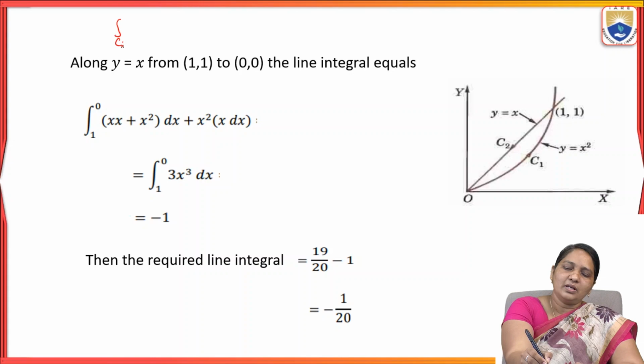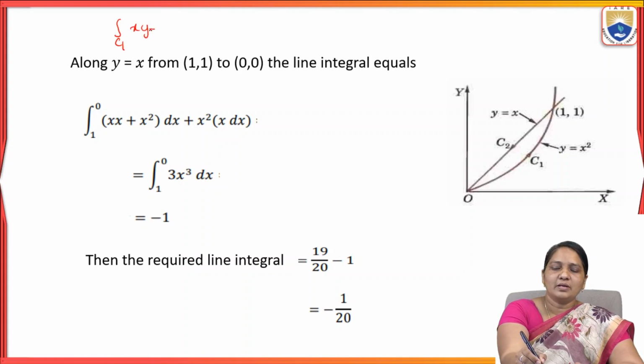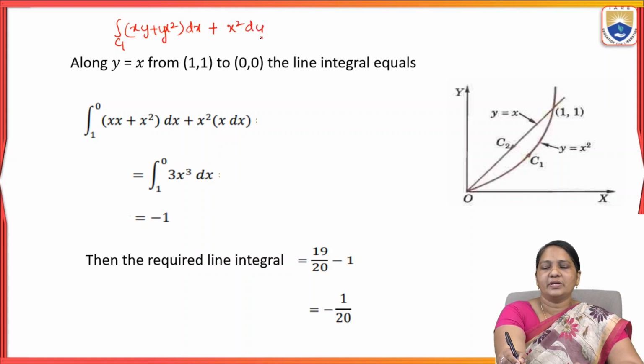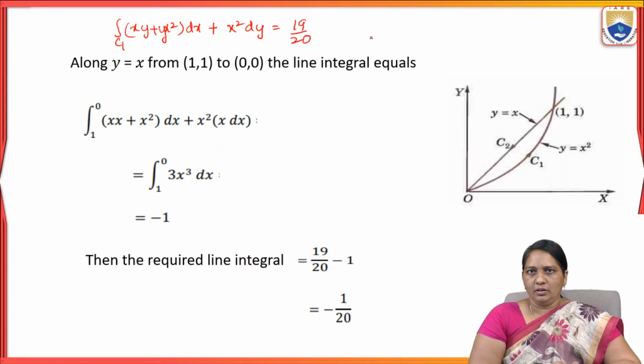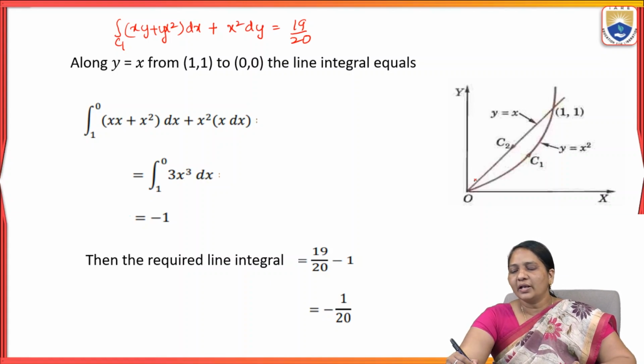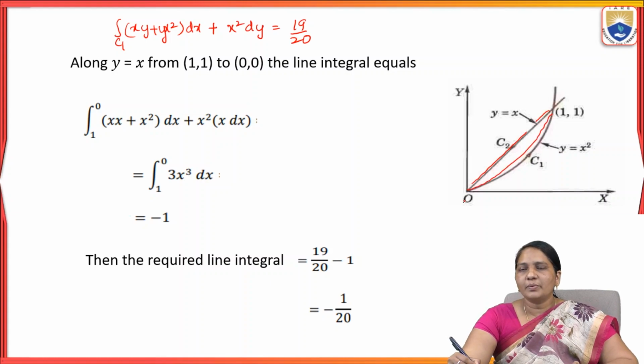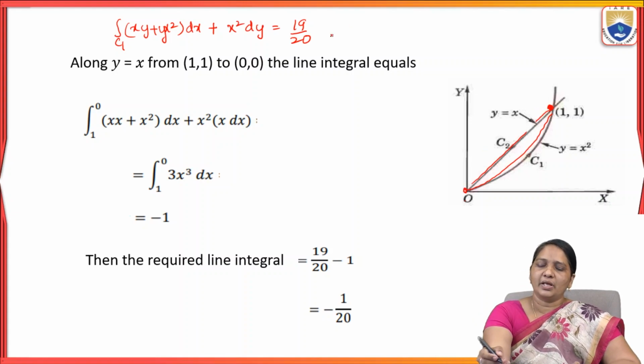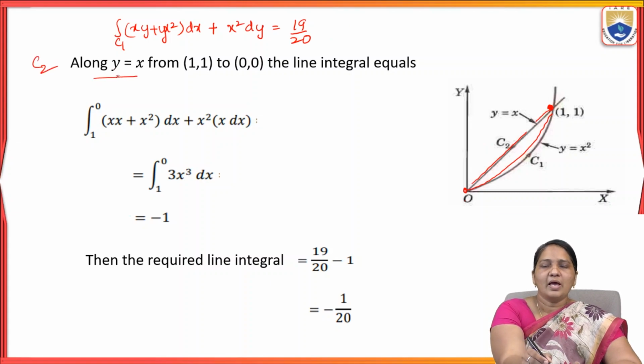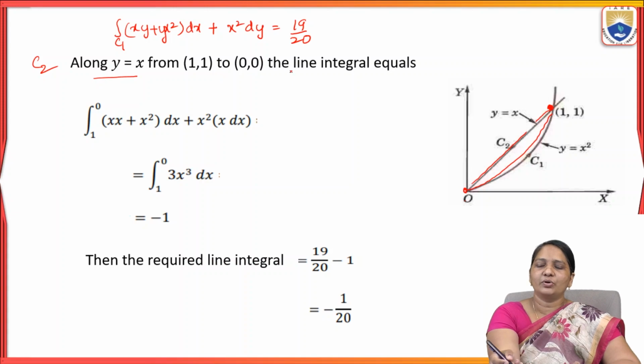So first, the integral along C1 of (xy + x square) dx + x square dy has the value 19/20. This is already calculated along the curve C1. Now I am going to calculate along the curve C2. The C1 curve started from (0,0) and ended at (1,1). Now I am going to calculate this part, from (1,1) to (0,0). So C2 is along y equal to x from (1,1) to (0,0).